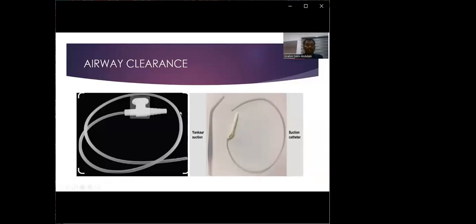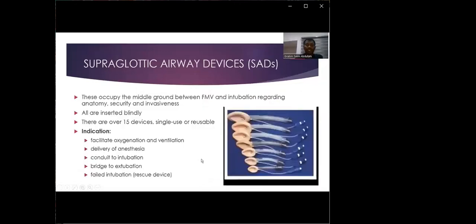And these are examples of suction catheters in use. These are the flexible ones. They can be used through the oropharyngeal airway and the nasopharyngeal airway. However, this Yankauer suction is rigid, so it cannot be used through these airway adjuncts.